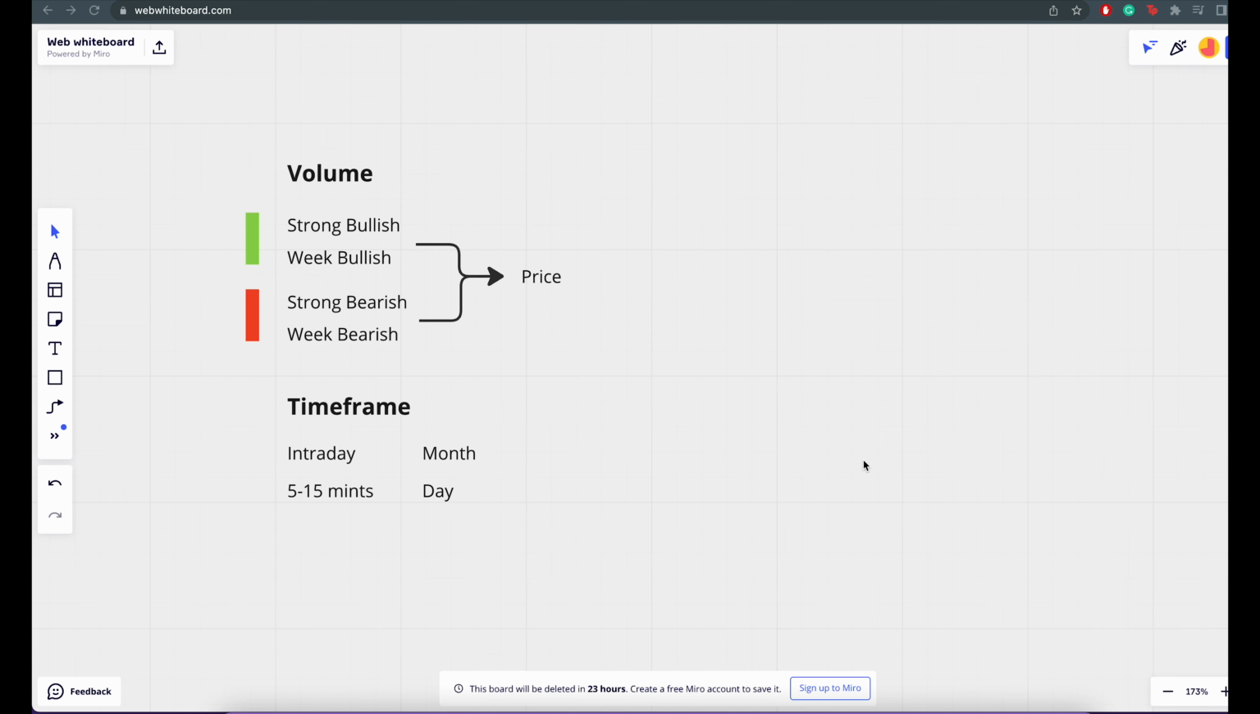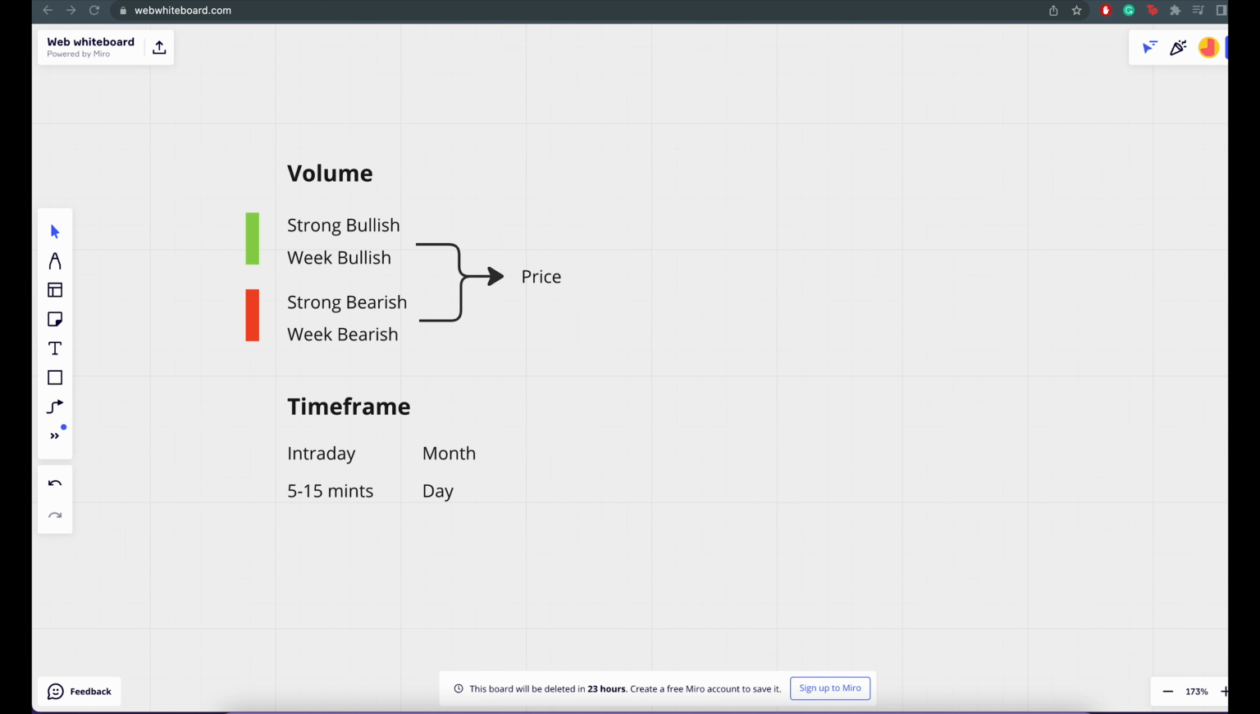So today I'll talk about volumes. This volume is the indicator, and here is how you can use it. First, you need to decide the time frame. Are you an intraday trader or an investor? If you are an intraday trader, the right time frame will be 5 minutes to 15 minutes, and if you are an investor or doing long trading, you have to look at the day time frame, right?